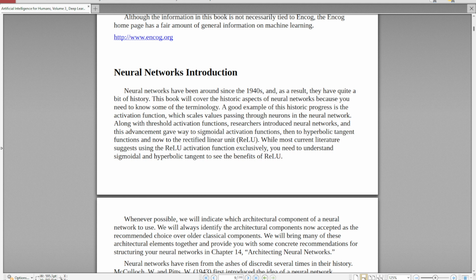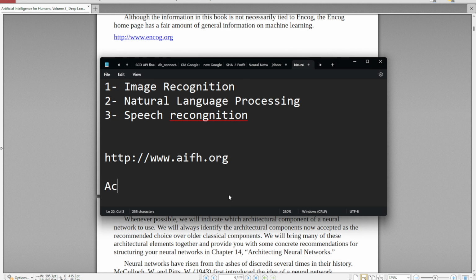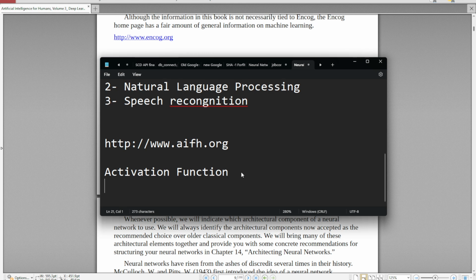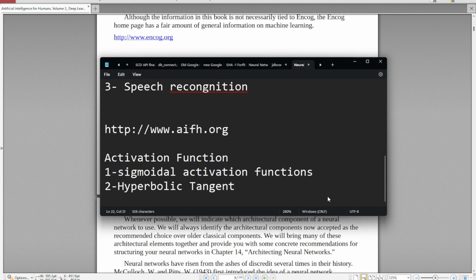Okay, so if we go to the nodes and discuss the activation functions, number one is the sigmoidal activation function. Number two is the hyperbolic tangent. We can also say it as the tanh function.